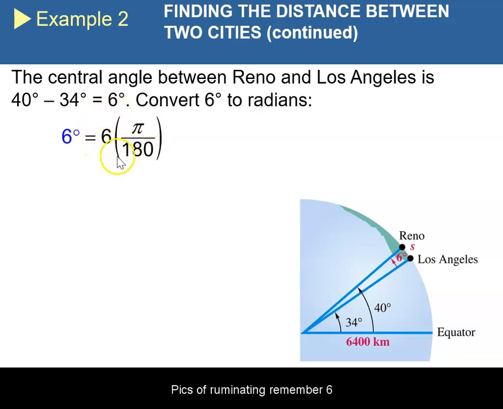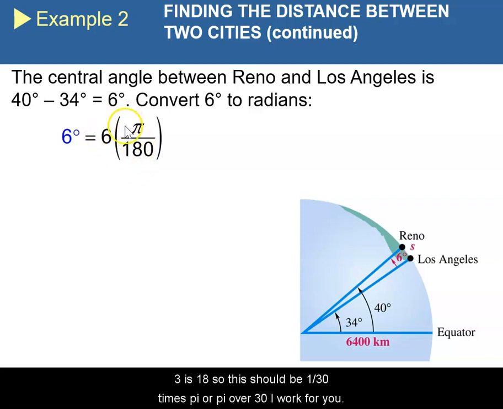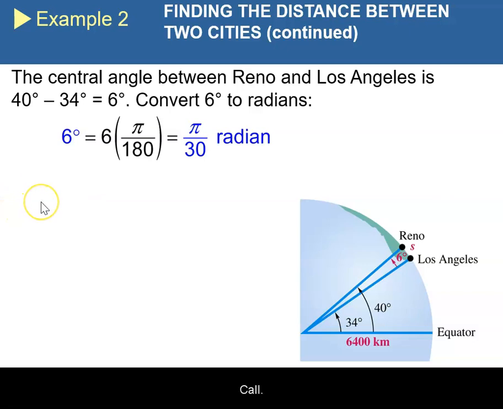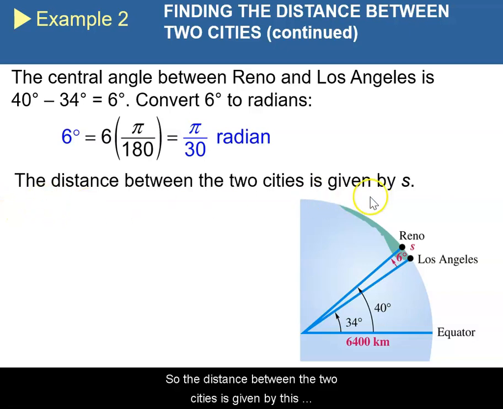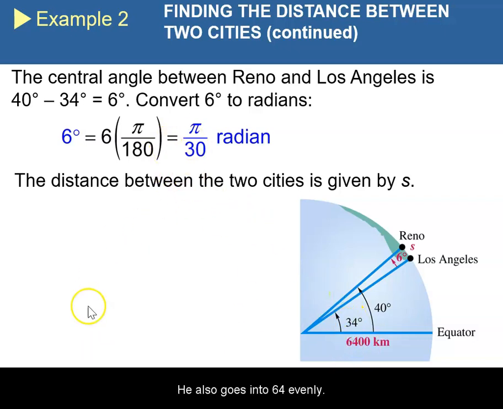So 6 over 180. Remember, 6 times 3 is 18, so this should be 1 over 30 times pi, or pi over 30, however you decide to call it. The distance between the two cities is given by this length S, this arc length. So we're going to take pi over 30 and multiply it by 6,400. Notice that some zeros cancel off, and then I'll basically have 640 divided by 3. 3 also goes into 64 semi-evenly, I guess.